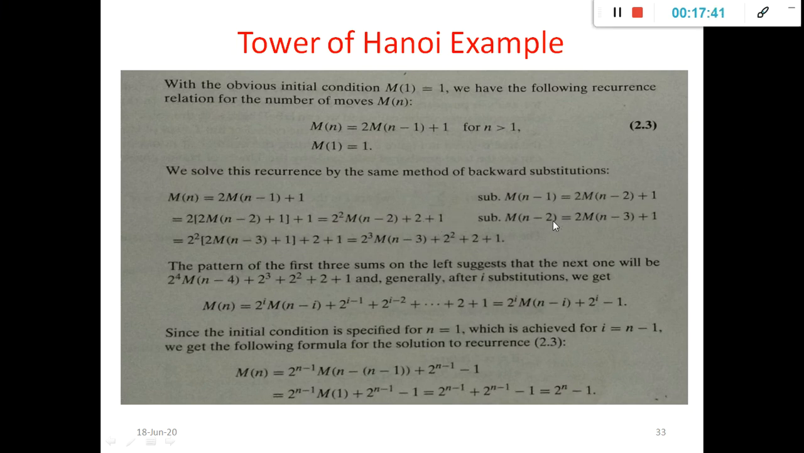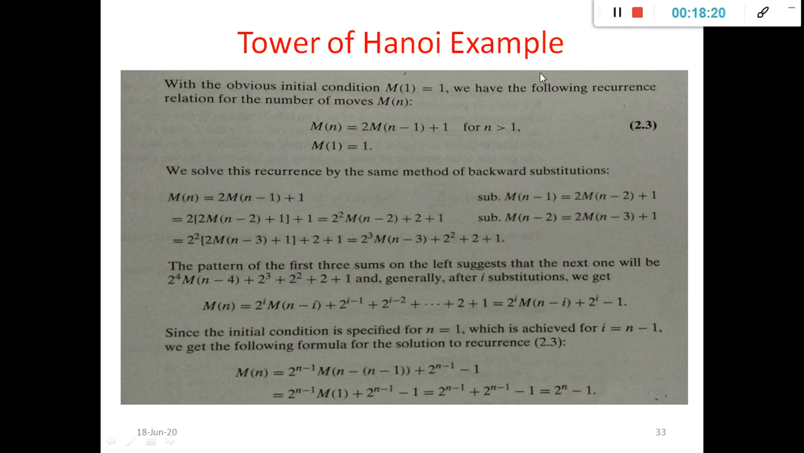Again you have to substitute in place of M of n minus 2, 2M of n minus 3 plus 1. You will get the pattern as 2 squared times 2M of n minus 3 plus 1, plus 2 plus 1, equal to 2 cubed M of n minus 3 plus 2 squared plus 2 plus 1. By simplifying, you will get the pattern like this: M of n, the number of moves, is equal to 2 raised to i into M of n minus i plus 2 raised to i minus 1 plus 2 raised to i minus 2, and finally you will get this pattern as 2 raised to i into M of n minus i plus 2 raised to i minus 1.